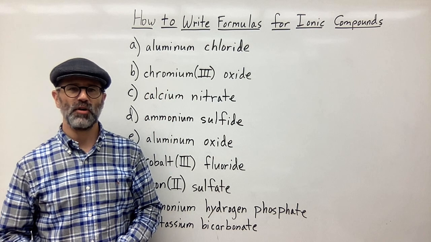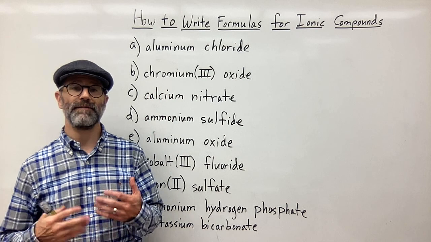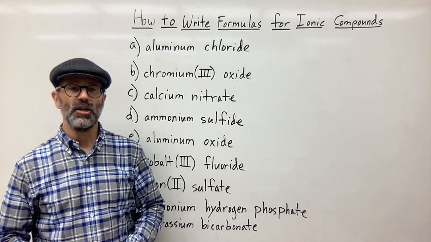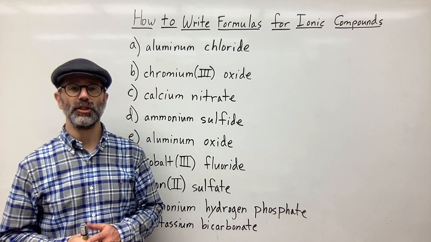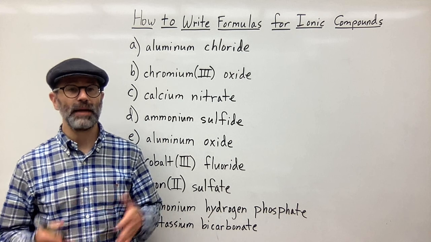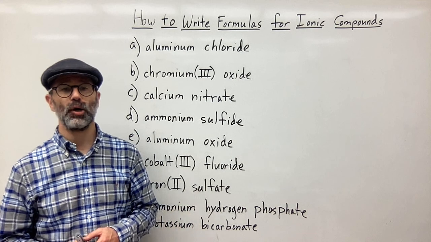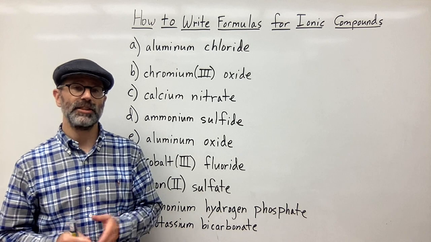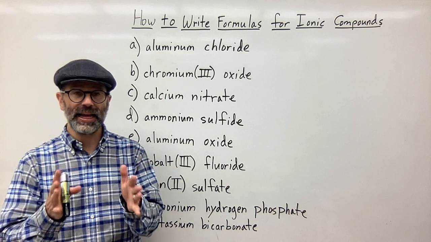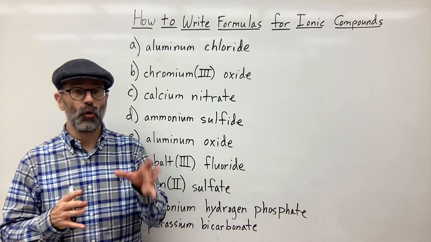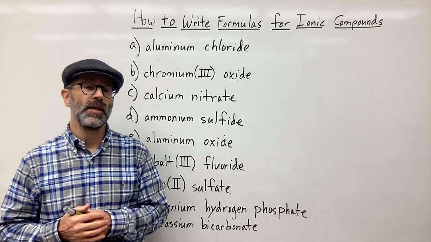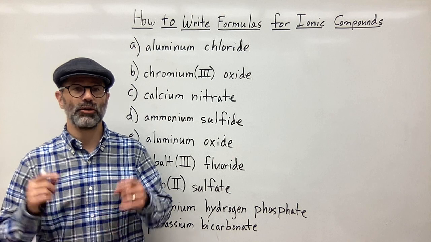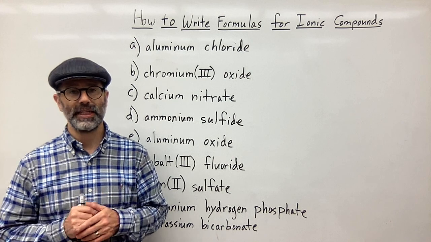My name is Mr. Cobalt, and in this video I'm going to show you how to write formulas from ionic compounds. So let's get into this. In my last video I showed you how to write the name from the formula. This time I'm going to show you how to write the formula from the name. We're just going backwards. In this case you're going to take the two parts of the name and write the formula for each ion. And then you have to figure out the balancing of the charge. And there we're going to use the crisscross method. So let's get into this.